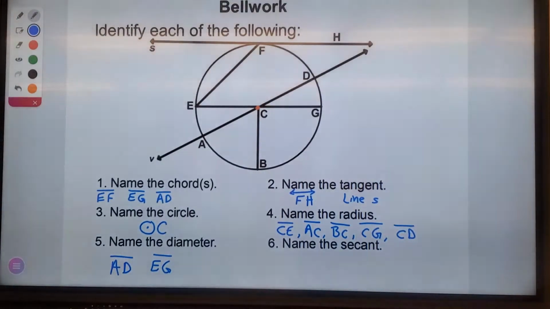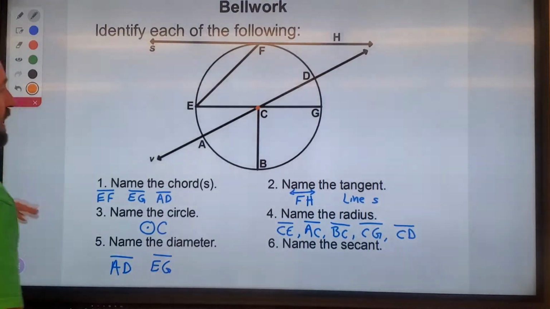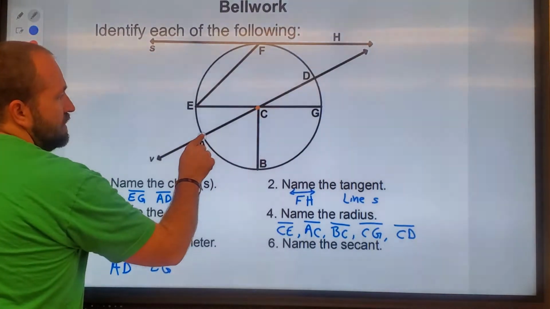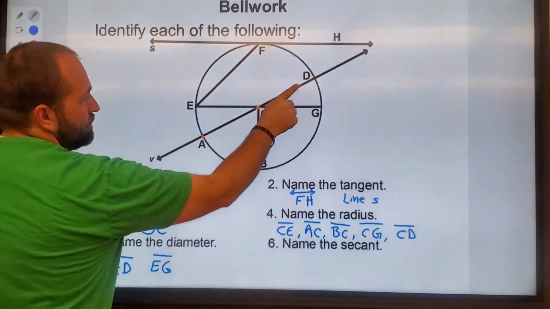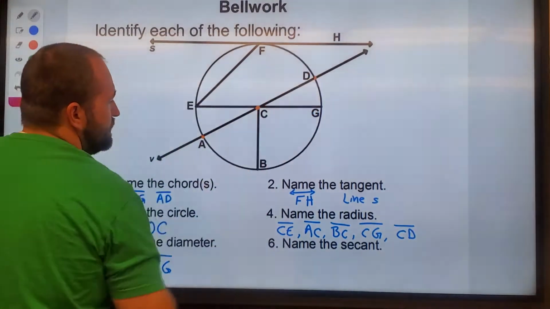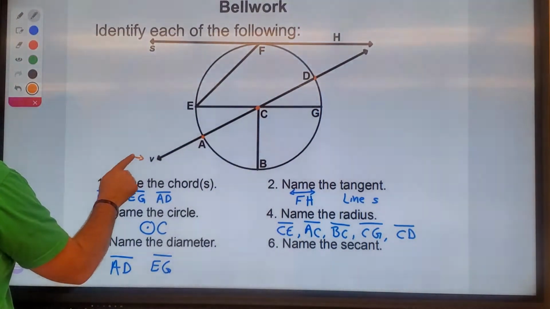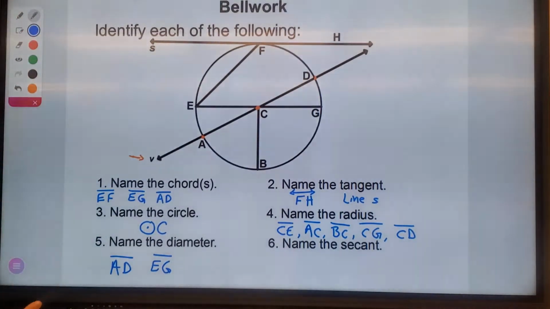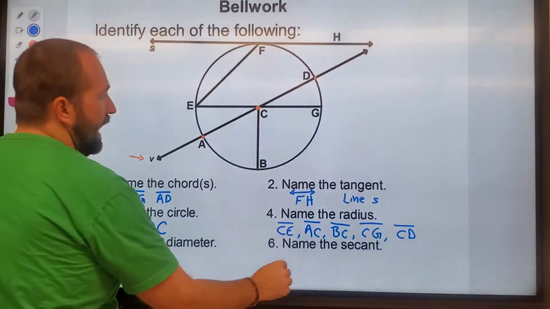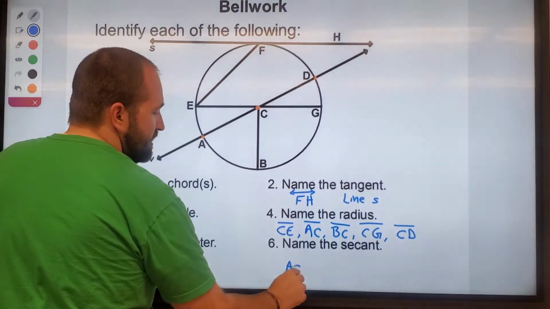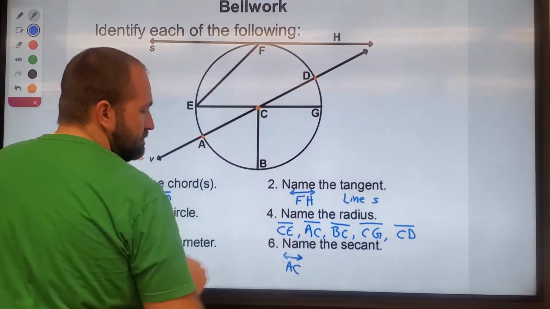Number 6 there, name the secant. Again, this is a geometric secant. We have several options here. So notice that I have now 3 dots on that secant line. So I have the point A here, I have the point C, and I have the point D. Okay, but then I also have this italicized letter here, V. So my options here would be A, C, with the line with the arrows on top.